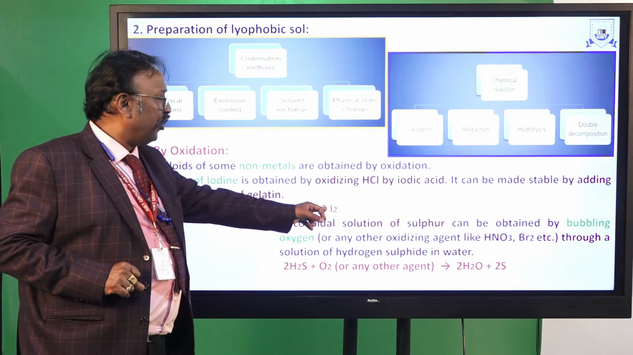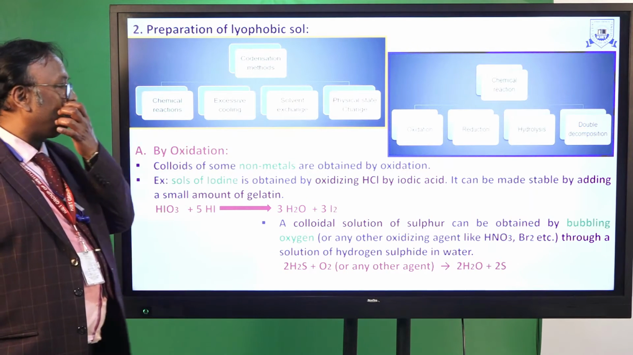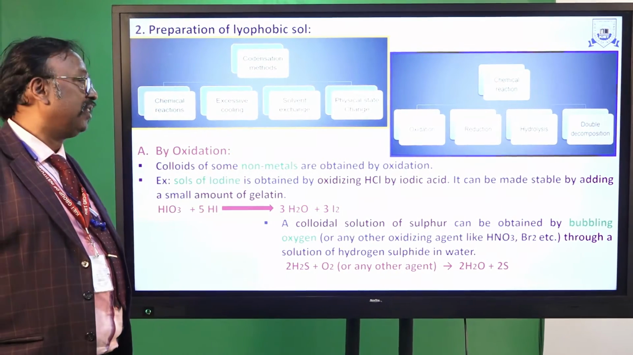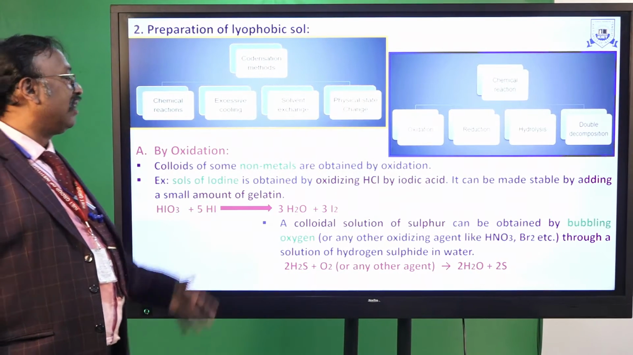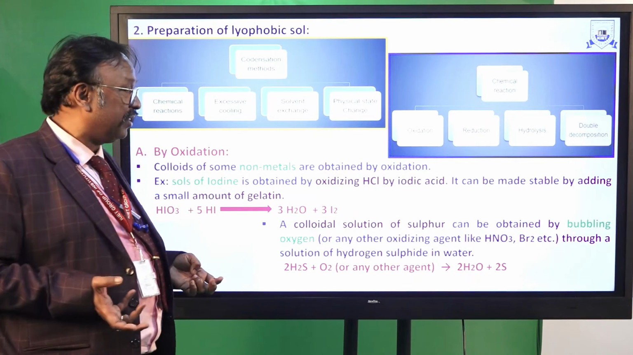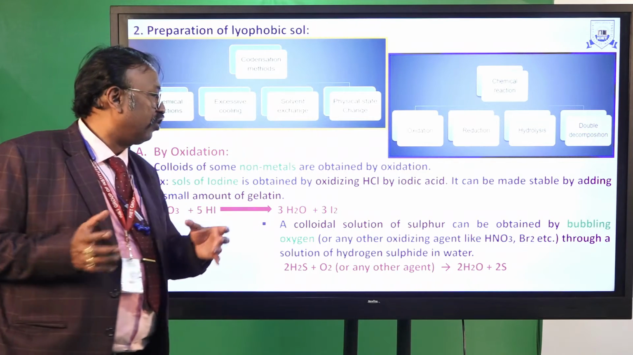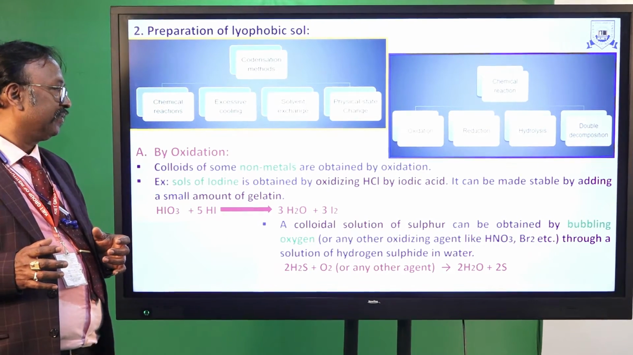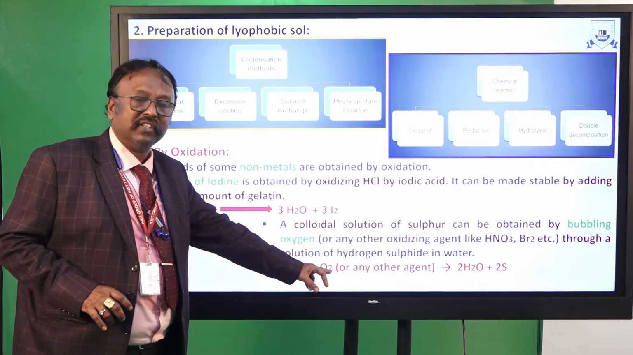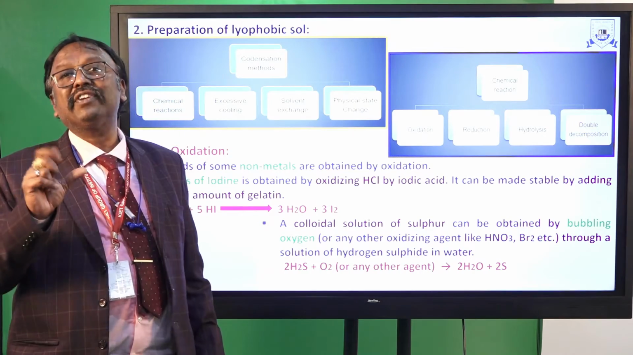Water and iodine, that is, iodine sol is obtained. The colloidal solution of sulfur can also be prepared by this oxidation method, that is, bubbling of oxygen or any other oxidizing agent such as HNO3, nitric acid, or bromine is used. Through the solution of hydrogen sulfide in water we can prepare the colloidal solution, that is, H2S is mixed with oxygen or any other agent. Immediately a sulfur sol is obtained.